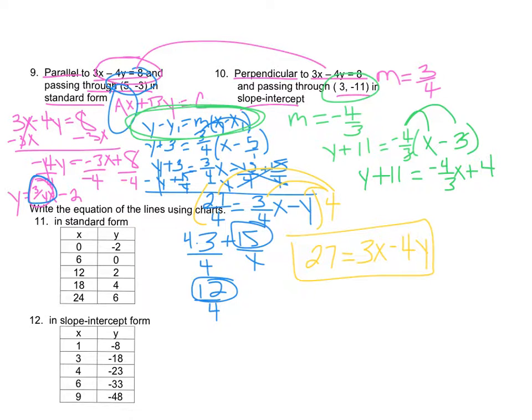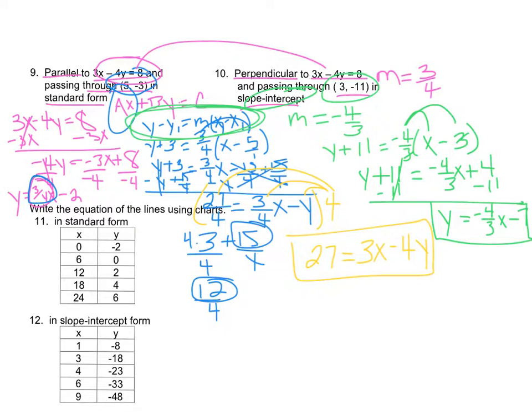Okay, then we're getting y by itself because we want it in slope-intercept form, so subtract 11. You get y equals -4/3 x, and that would be -7. And there's your slope-intercept form. So the two things you need to remember from 9 and 10: parallel lines have the same slopes, perpendicular lines have negative reciprocal slopes.